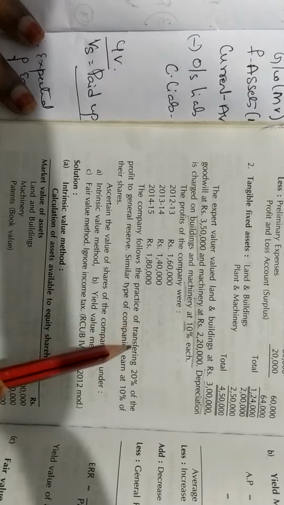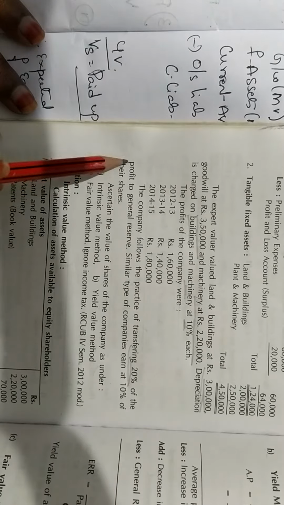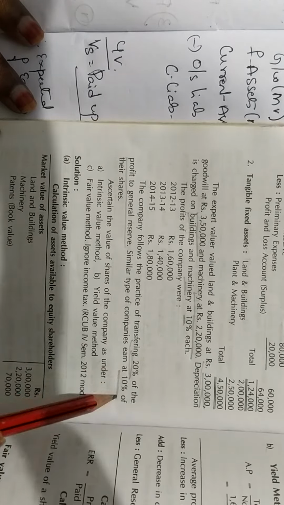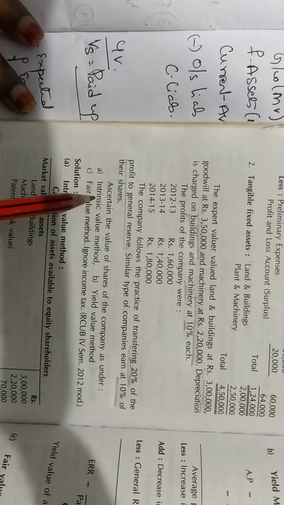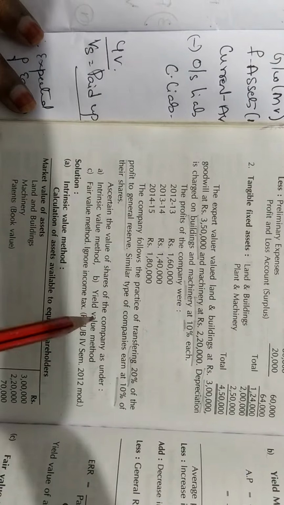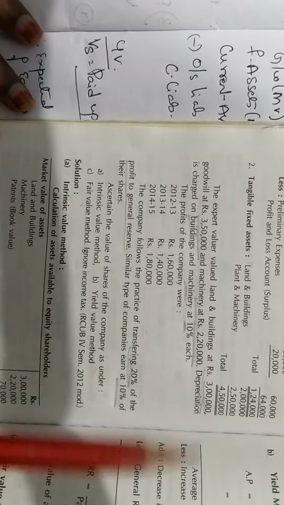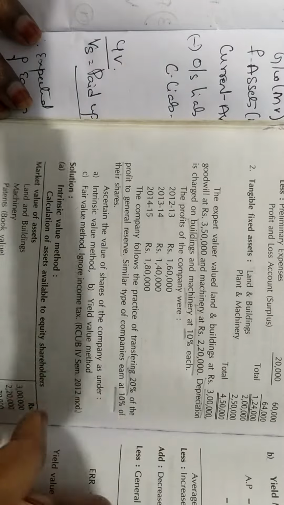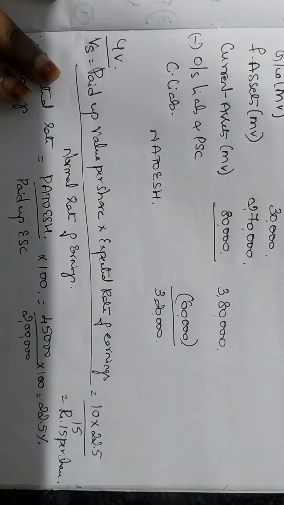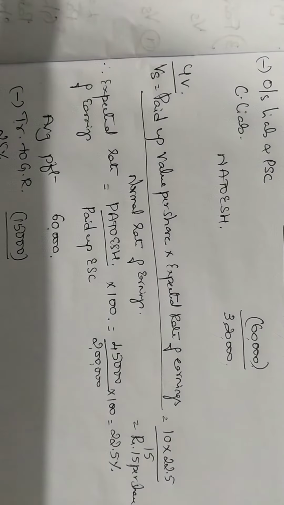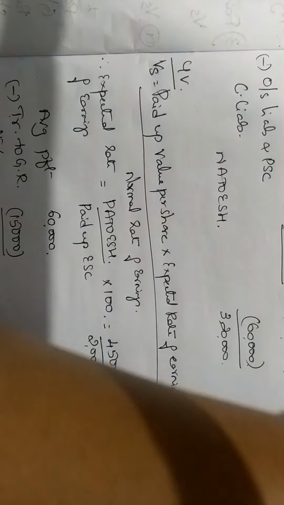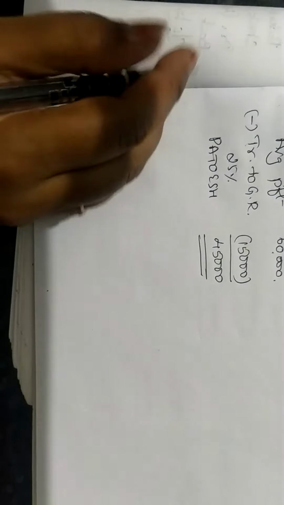The company follows a practice of transferring 20% of the profit to general reserve. Similar types of companies earn 10% on their shares, which is the rate of earnings. Ascertain intrinsic value, yield value and fair value. So let us do this problem. This is the same as problem number 1, only the figures have changed. So let me write the formula first and then we'll start. So this is problem number 3.